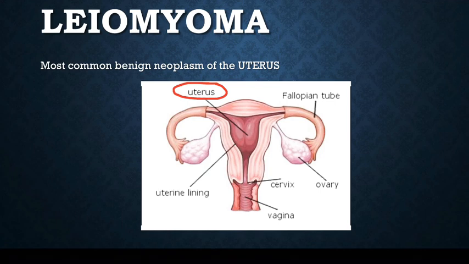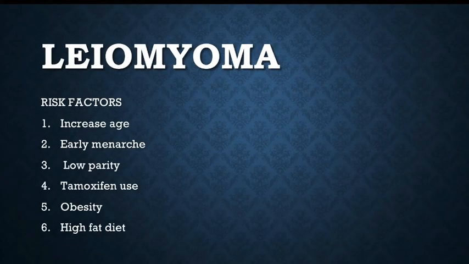Leiomyoma, or commonly called myoma, is the most common non-cancerous abnormal growth in the uterus. Risk factors include increased age, early start of menstruation, low total number of pregnancies, tamoxifen use, obesity, and high-fat diet.